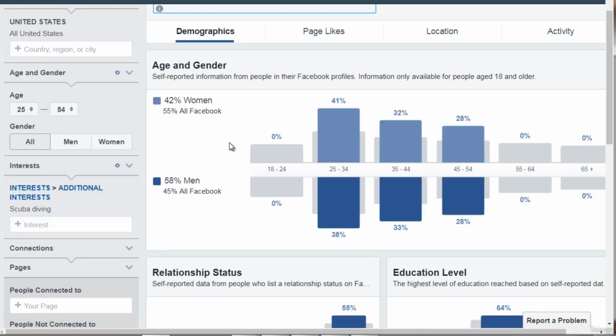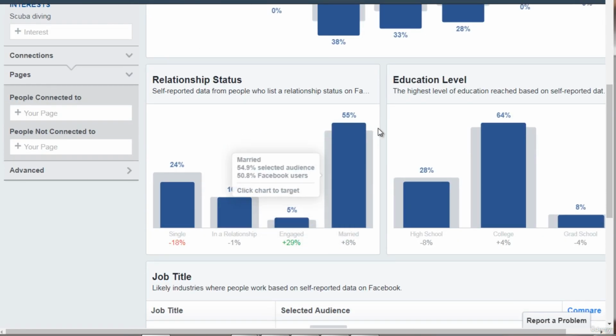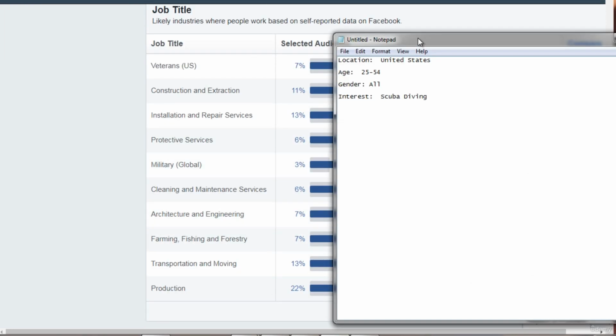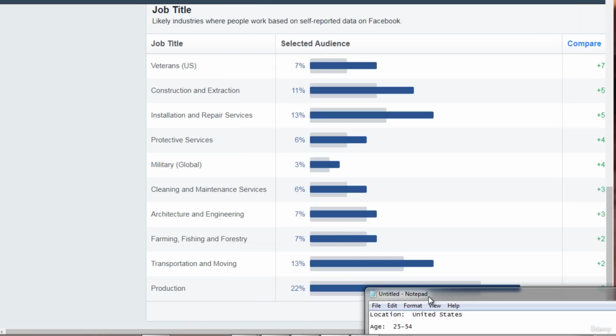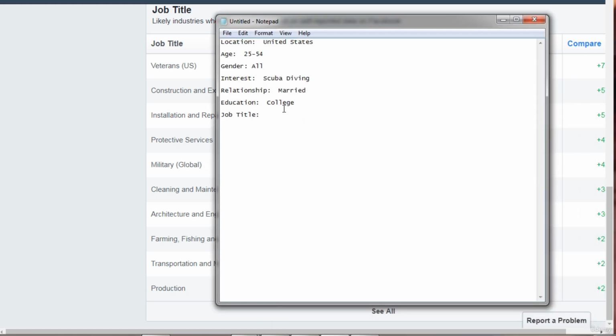All right, so scrolling down here, we have relationship status. The majority are married with a college level education. So married, say relationship, and education, and job title. Remember, we see that the majority is production. So we're going to type in production, veterans, installation, repairs, etc.